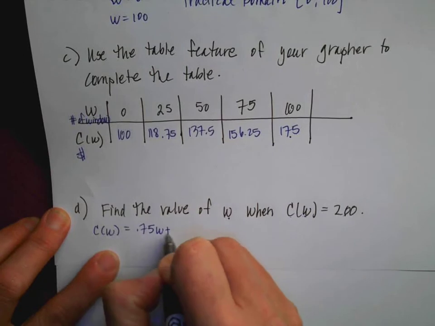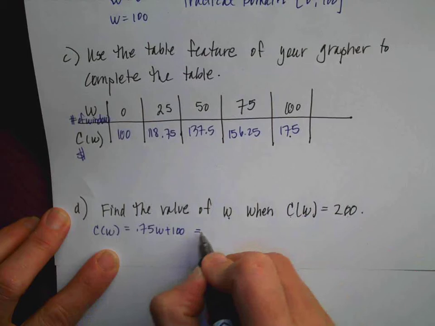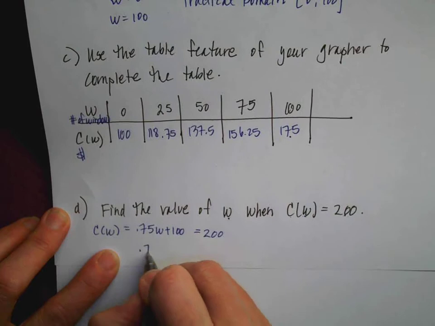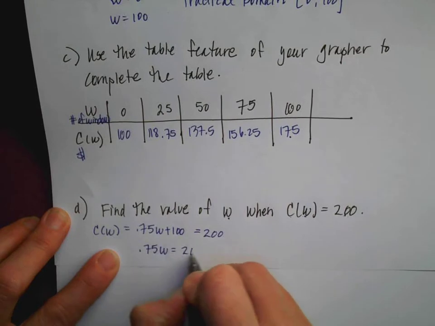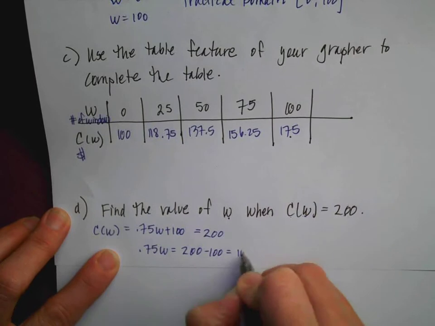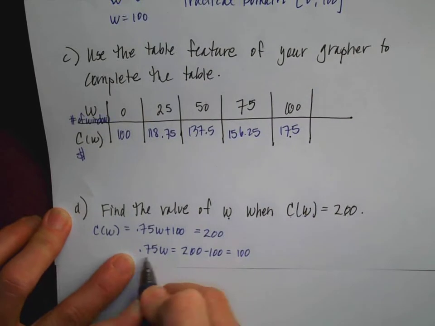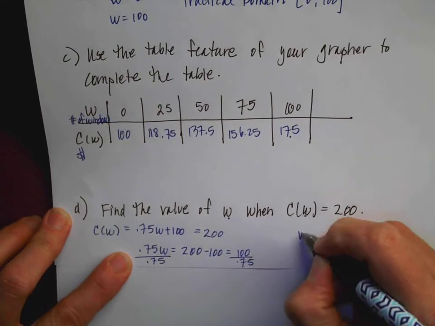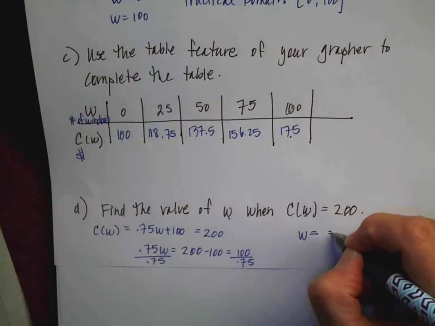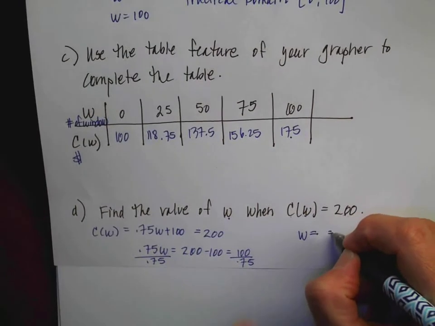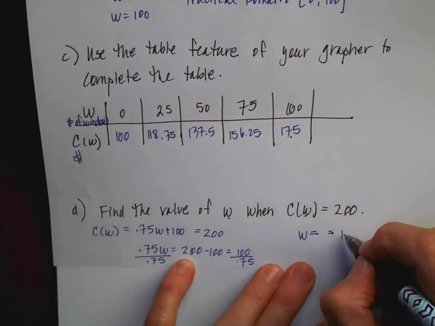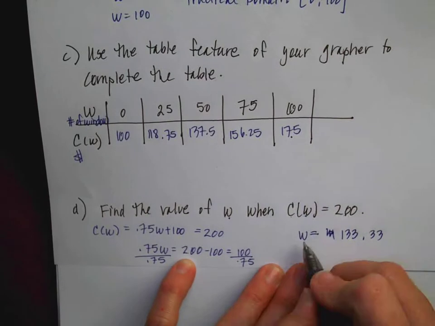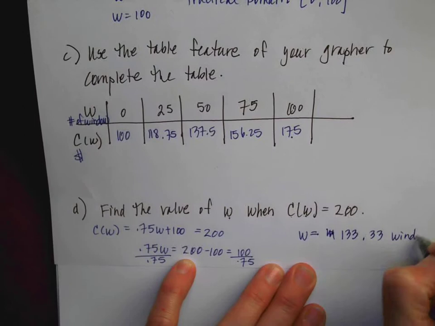So I'm going to use my equation. C of W is 0.75W plus 100, and I'm going to set it equal to the 200 that they gave us. Now I'm going to subtract 100 from both sides, so I get 0.75W is 200 minus 100, which is 100. Now to be able to solve for W, I'm going to divide both sides of the equation by 0.75. And when I do that, I get W is equal to, let me check my handy dandy numbers. So 100 divided by 0.75 is 133.33.